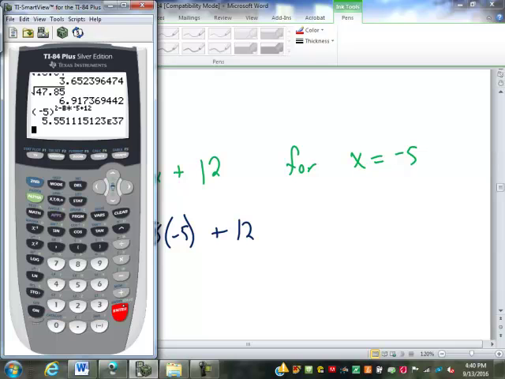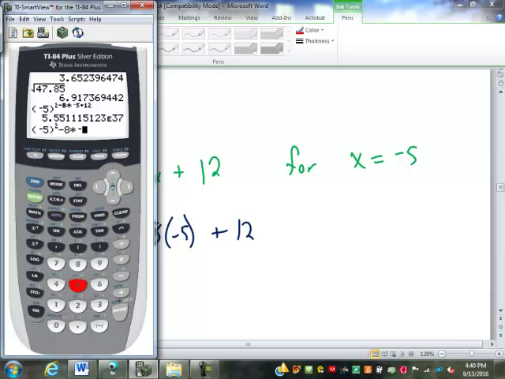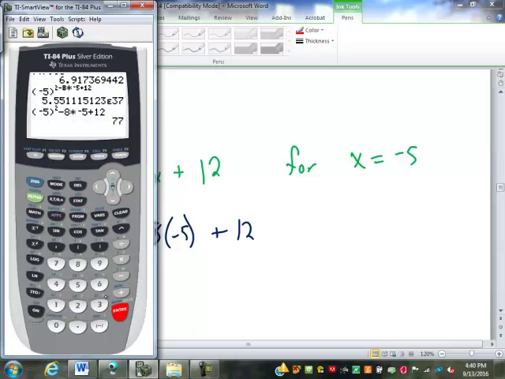Oops, I screwed up. I didn't enter it right. Let me try that again. Negative 5 to the power of 2. I forgot to get that on my power. There. Now I can do minus 8 times negative 5 plus 12. It's going to spit out my correct answer, 77.